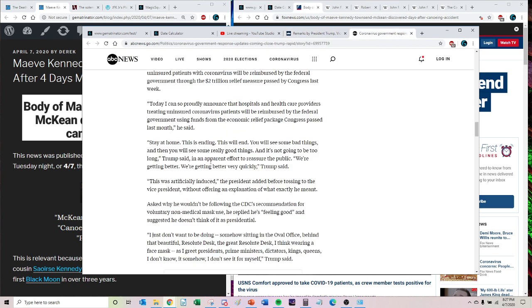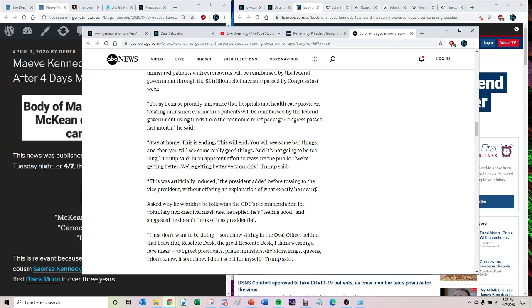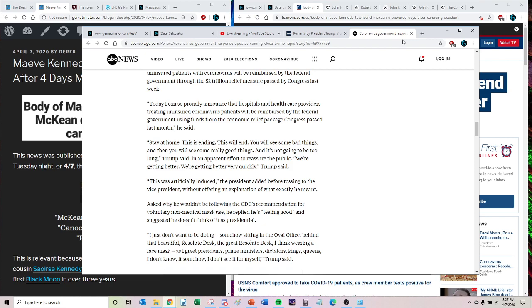And I like how ABC News also quoted the president saying this was artificially induced. The president added, without offering an explanation of what he meant. And that's all they say on it. But they pointed it out. Like, yeah, this whole thing is extremely artificially induced. And it's a shame if some people are getting really sick, but the response has been far, far worse than the illness. Anyway, that's not what this video is about.